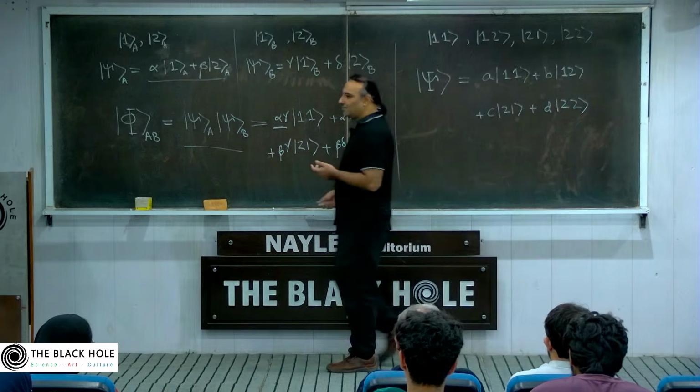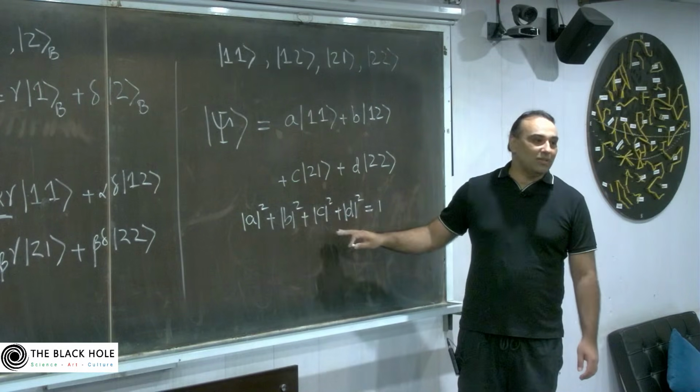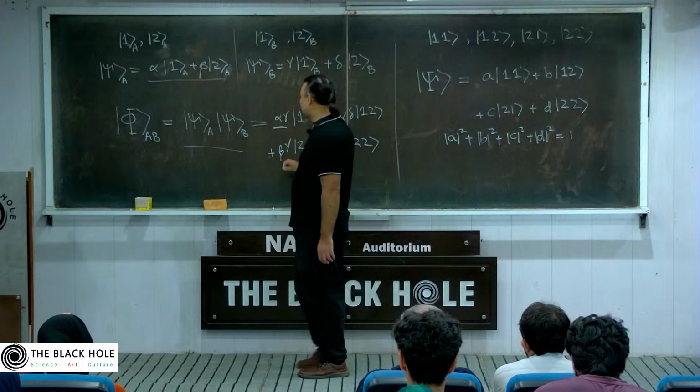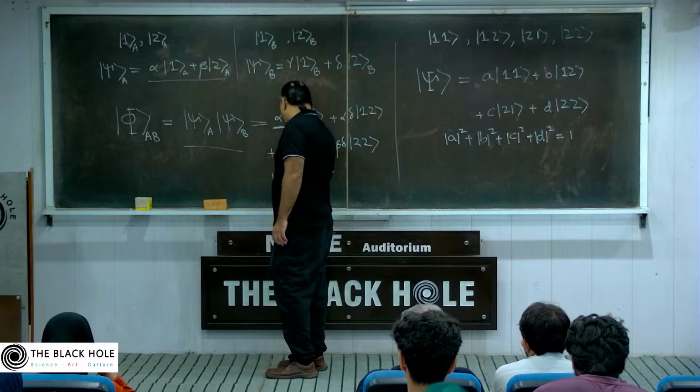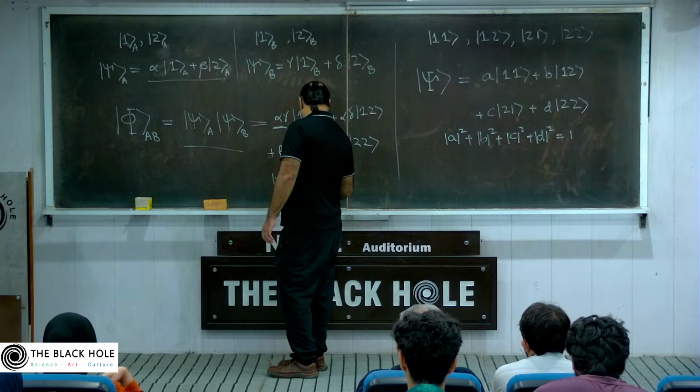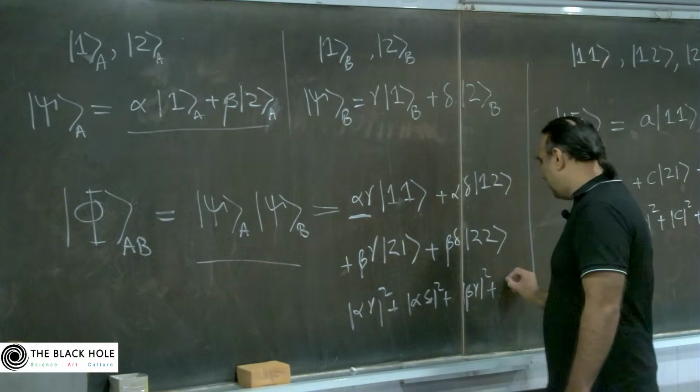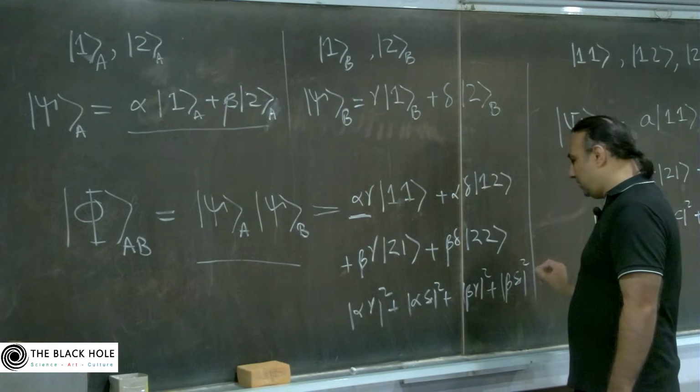Okay, but is there a one-to-one correspondence? You see, A squared plus B squared plus C squared plus D squared equals 1. Here, the sum of those squares equals 1. Okay, so normalization would put this restriction here, and normalization would put another restriction here, and it would be |alpha gamma|^2 plus |alpha delta|^2 plus |beta gamma|^2 plus |beta delta|^2.